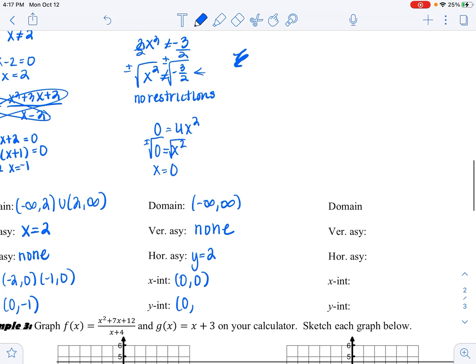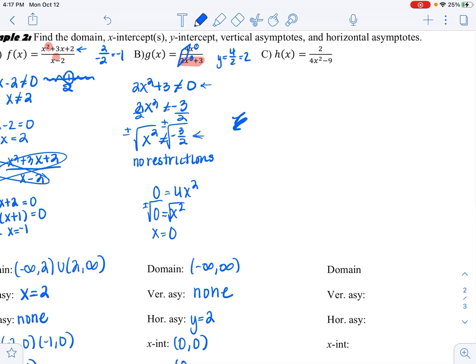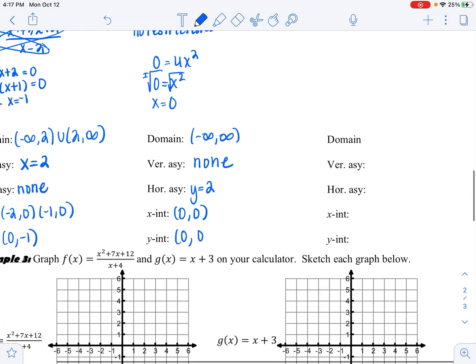Y-intercept, plug in 0 for x, see what you get for y. In my numerator, I get 0. In my denominator, I get 3, which is 0. So (0, 0). Remember, these come as a pair together. So if there's an x-intercept at (0, 0), the y-intercept has to be (0, 0), and vice versa.